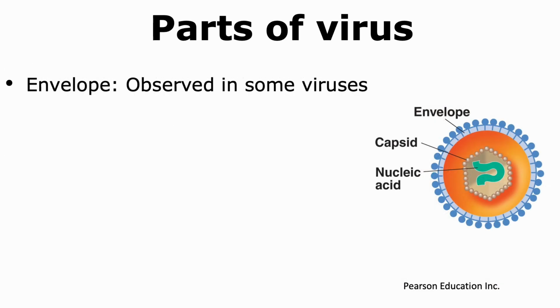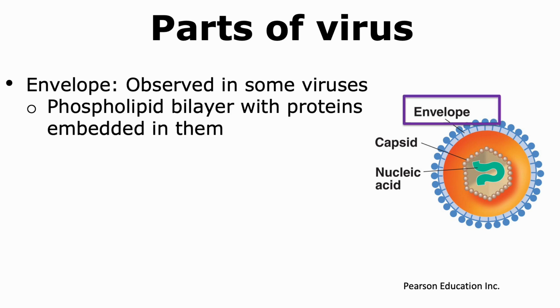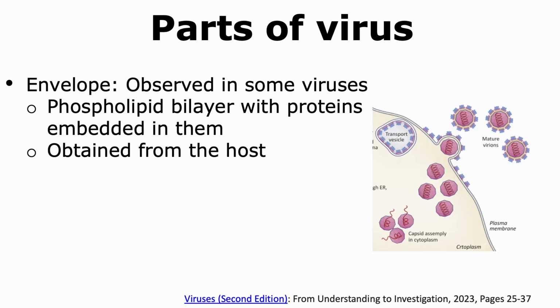All viruses have a capsid and genetic material. However, only some viruses have an envelope. The envelope is a phospholipid bilayer that has proteins embedded in it. The envelope is usually obtained from the host cell that the virus has infected.